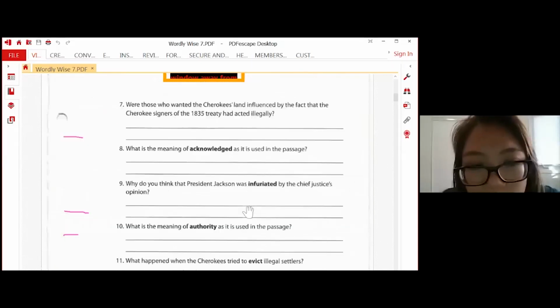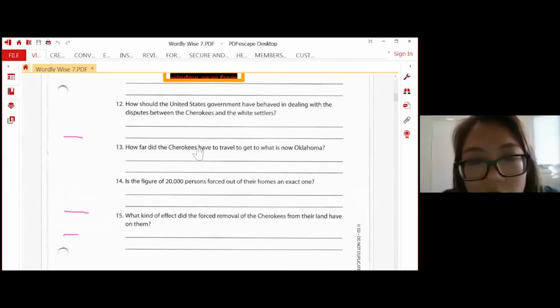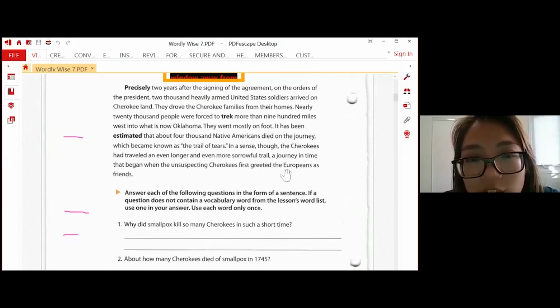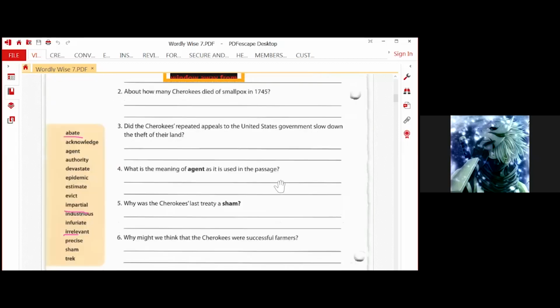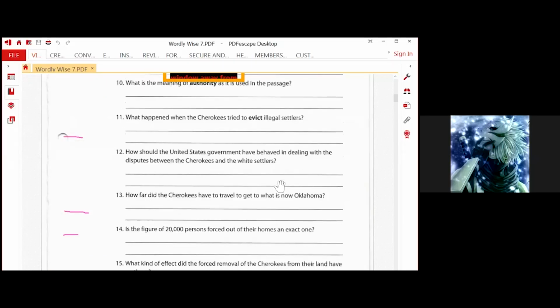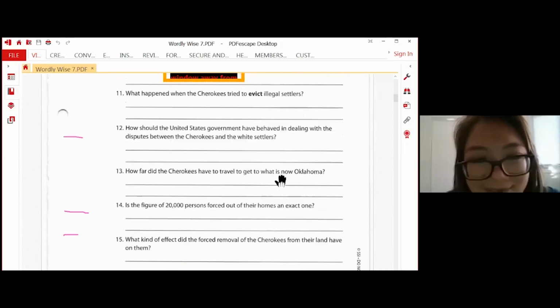Okay, last one minute, guys. Let's finish this. How far did the Cherokees have to travel to get to what is now Oklahoma? Jet, go. Oh yeah, I forgot to unmute. They first trekked about 900 miles west to Oklahoma. Okay.